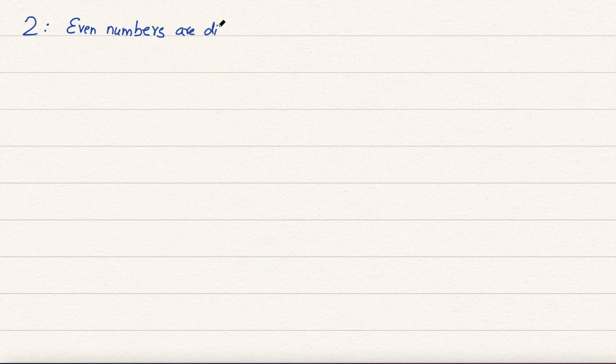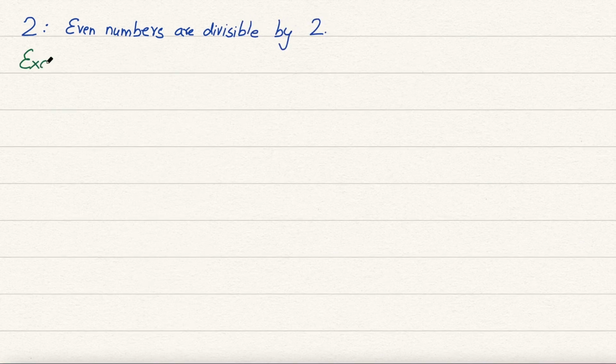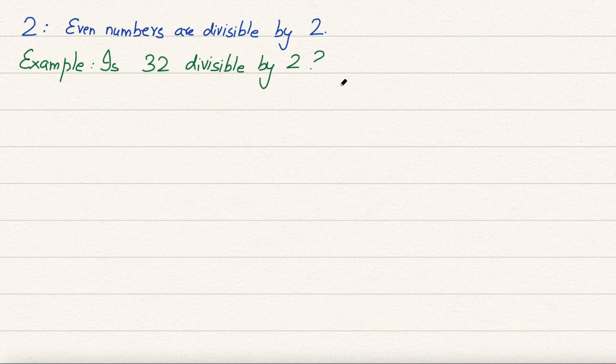are divisible by 2. For example, is 32 divisible by 2? The very first thing that we need to check and see is if 32 is an even number or not.